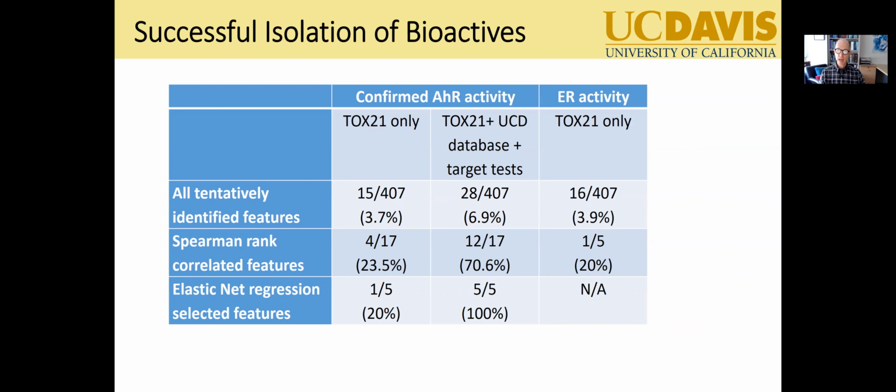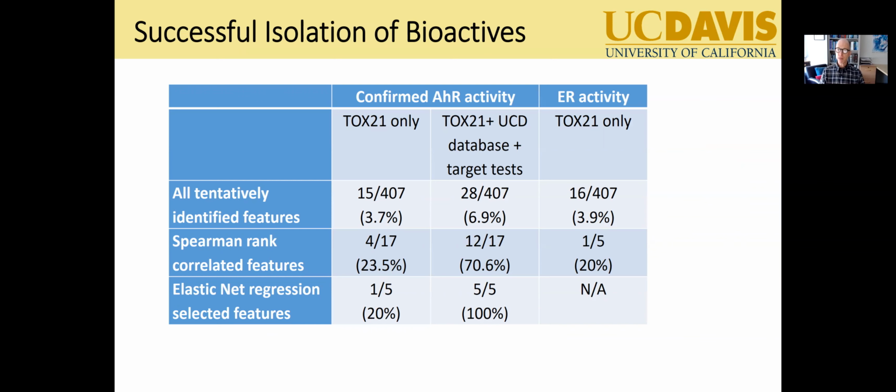So this table is kind of the summary of the work that we did, and I'm going to try to go through it a bit more slowly. Here we're focusing on the GC EI data, and in this data, there were, remember, 407 features. And there's a database, Tox21, which you may be familiar with, which is an EPA hosted, NIH hosted database that is an assessment of many, many different bioassay responses.